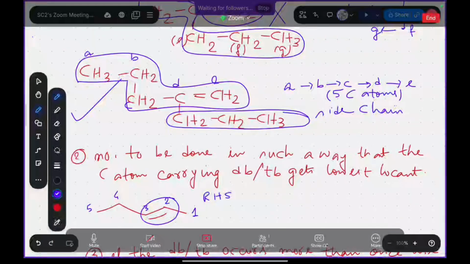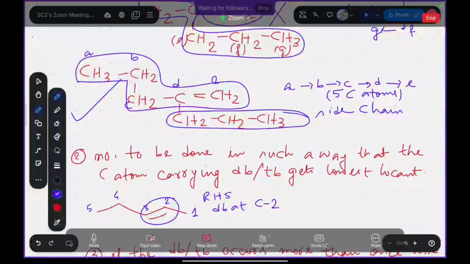Which one will you select? You will give the lowest locant. That means the double bond is at carbon 2, the second carbon atom. You may say, ma'am, the double bond is between 2 and 3. Why am I selecting 2? Just according to the lowest locant rule. You will say that the double bond is at the 2 position, not at the 3 position.